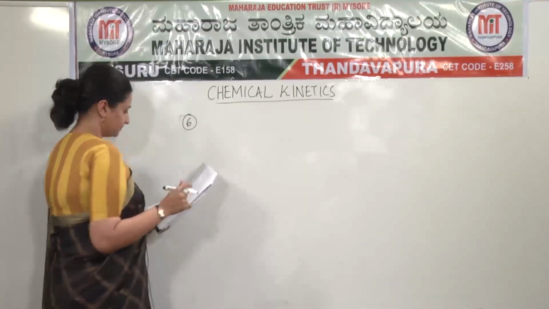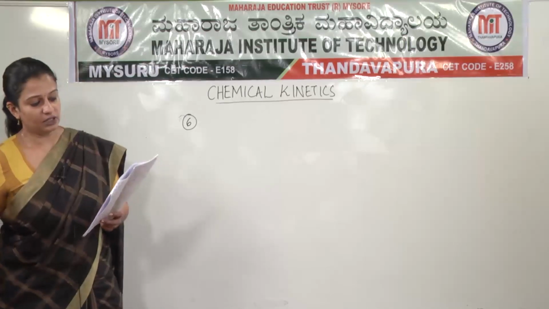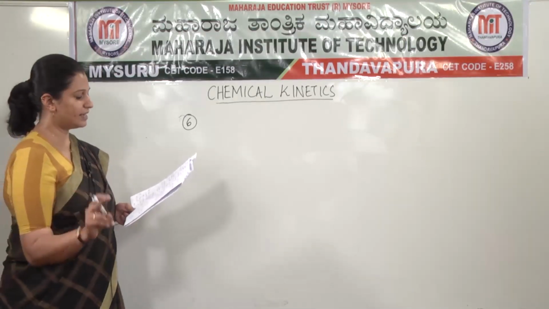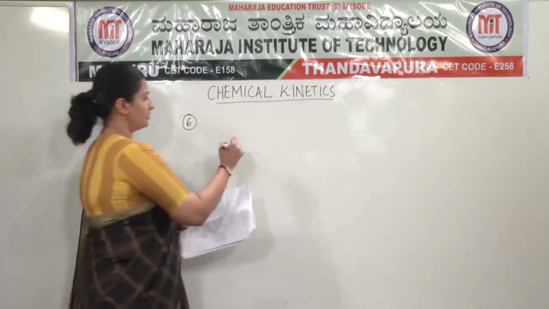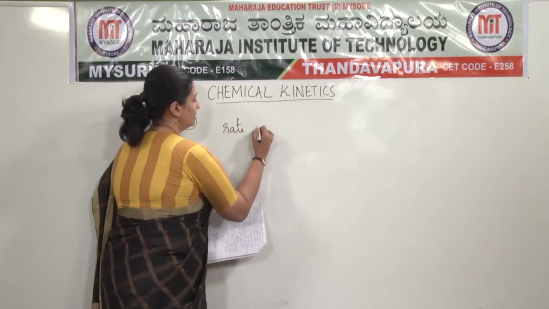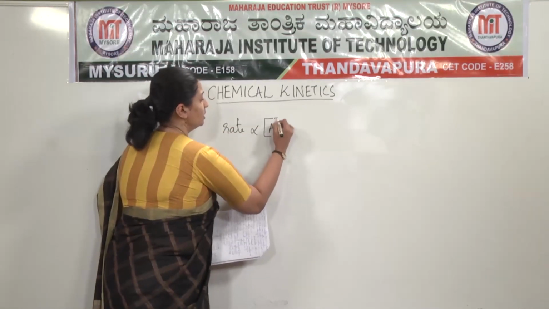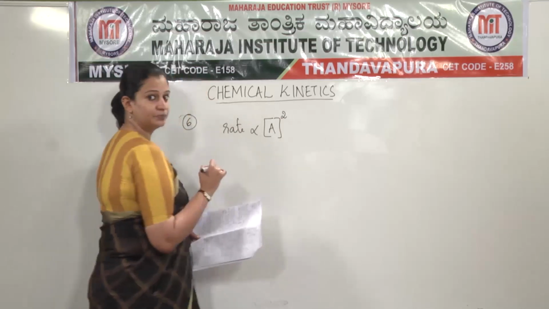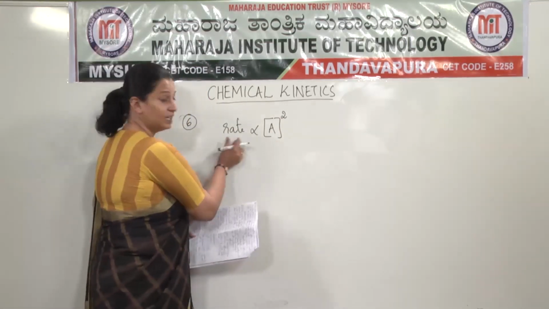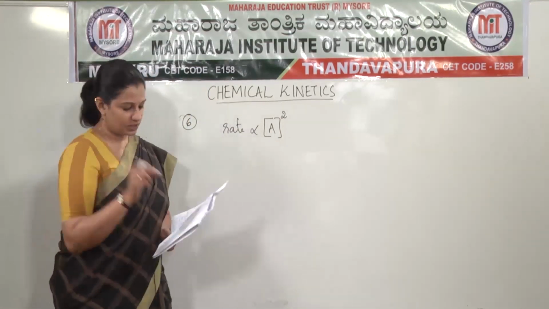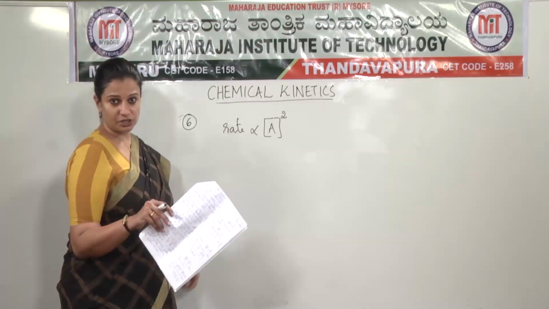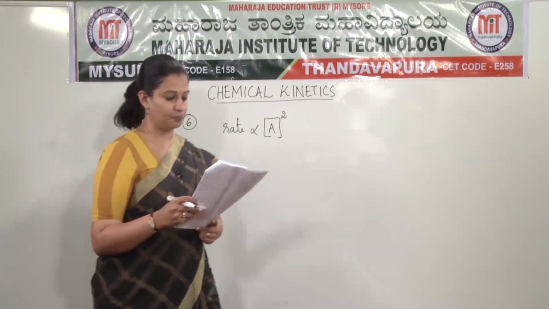Question number 6. It says that doubling the concentration of A causes the reaction rate to be 4 times. From this we understand that rate is directly proportional to concentration of A raised to 2. Because when we double the concentration of A, the rate has become 4 times. So that tells you that rate is directly proportional to the concentration of A raised to 2.